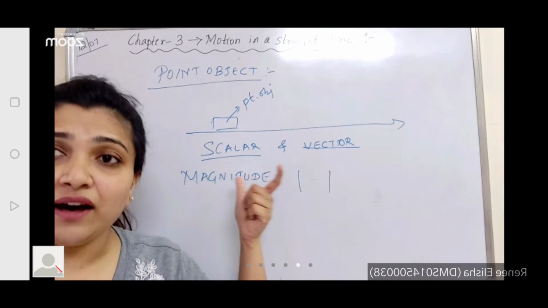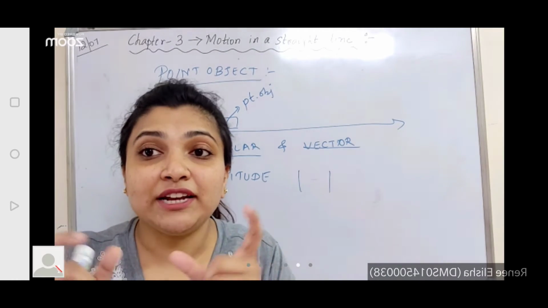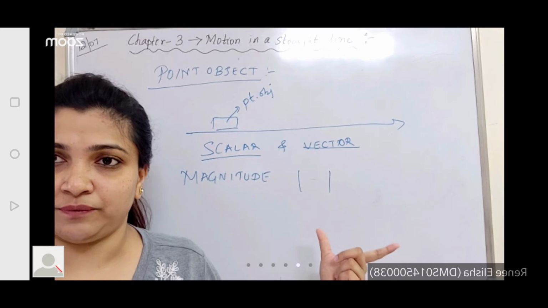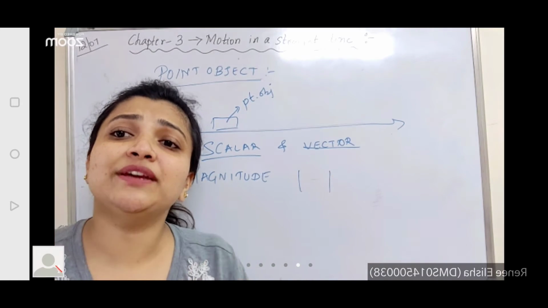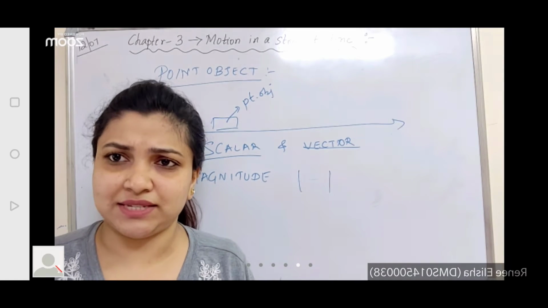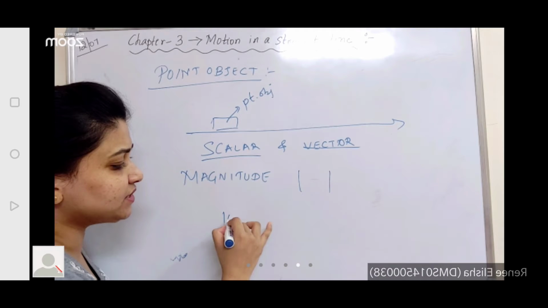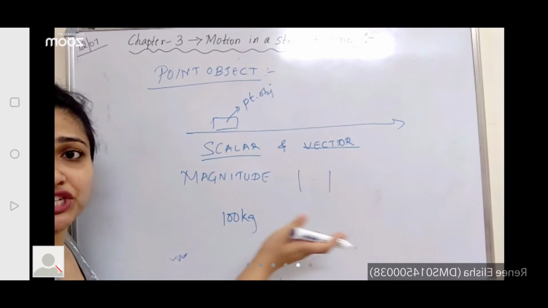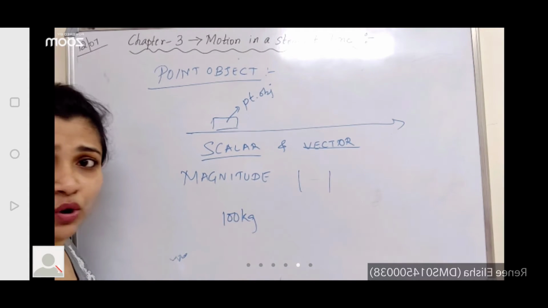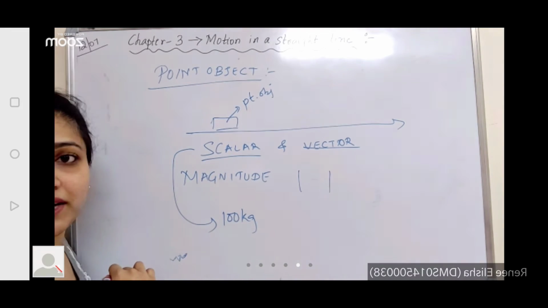Now, scalars are nothing but what? Those quantities which only have a magnitude, but they do not have direction. They just have a numerical value, but they do not have the direction in which they are going. Like mass. I can say the mass of an object is 100 kg. Do you know which direction this mass is going? No. We can't specify its direction. So, mass is nothing but a scalar quantity.